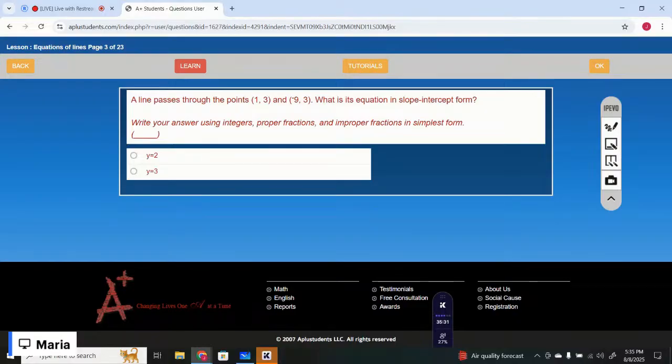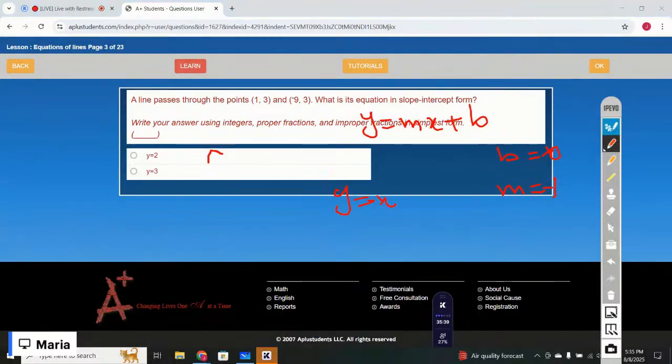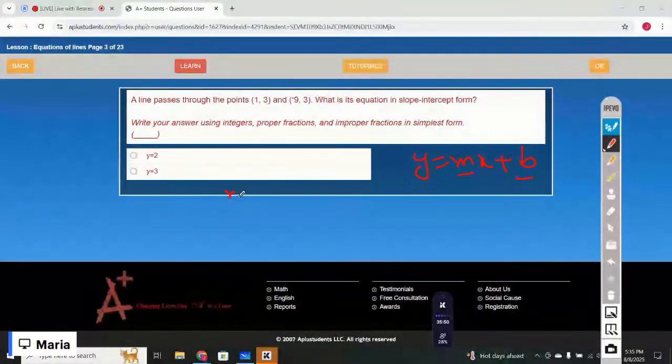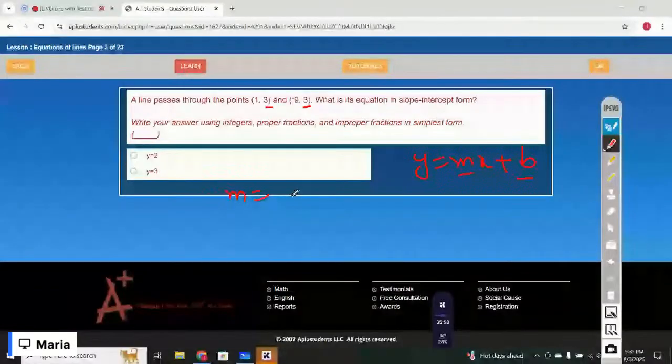A line passes through the points 1, 3 and negative 9, 3. What is its equation in slope-intercept form? So y equals mx plus b, we need to find two things, m and b. Take the points and calculate the slope: m equals 3 minus 3 divided by negative 9 minus 1. So 3 minus 3, the slope is 0.